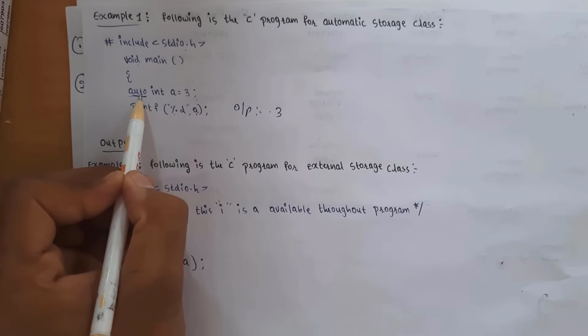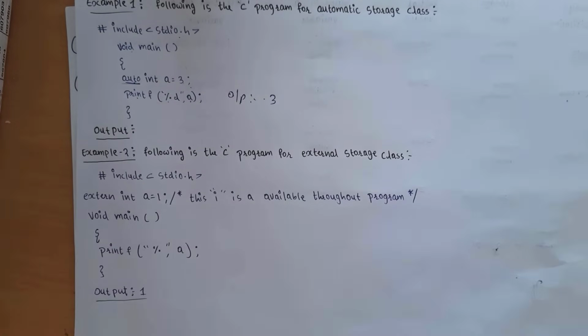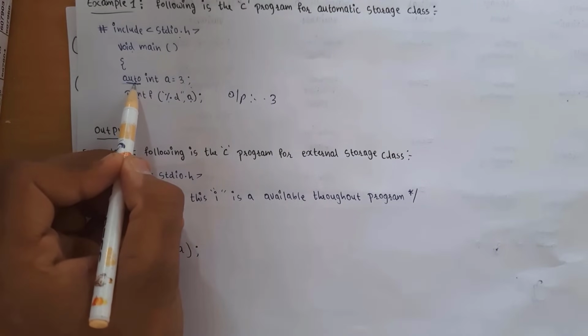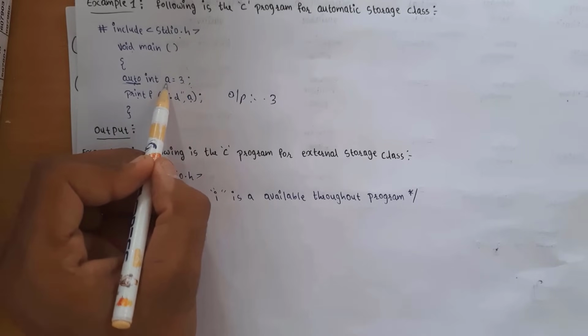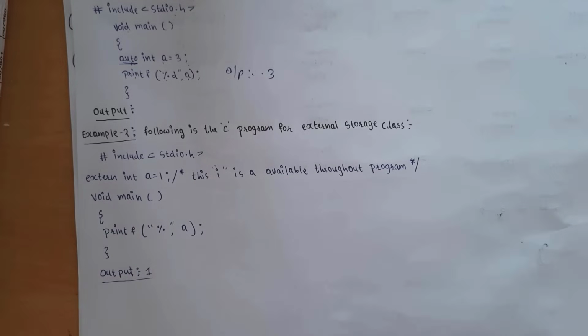For example, if you want to use static, then just in place of auto, you need to declare static. And if you want to use register, then you just need to write register in place of auto. So whenever you write register int a = 3, this variable a is stored in a CPU register. Next, this is the program for extern. If you want to use the extern storage class, the name itself says extern, meaning we need to declare the variable outside the main function.